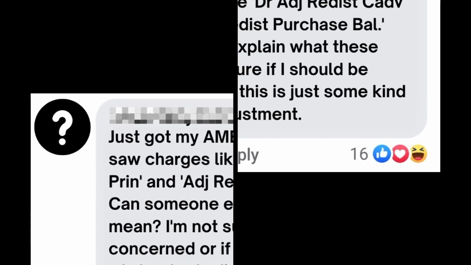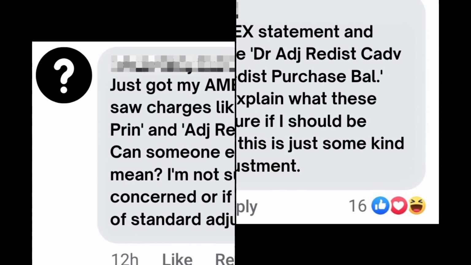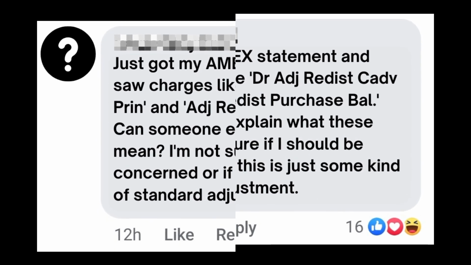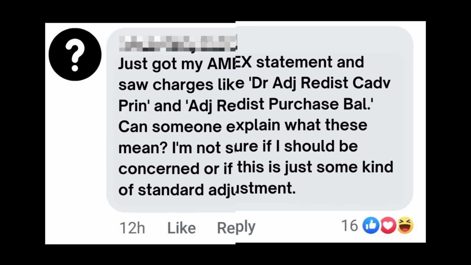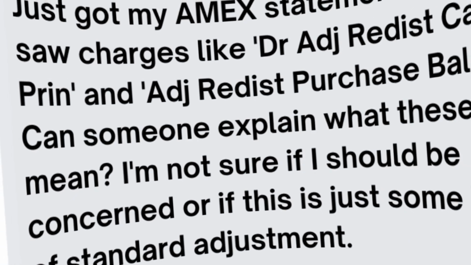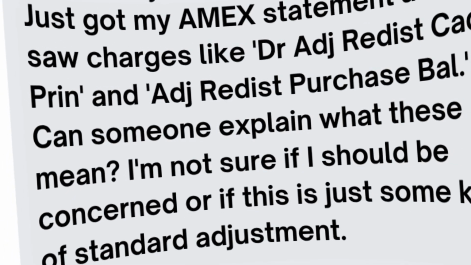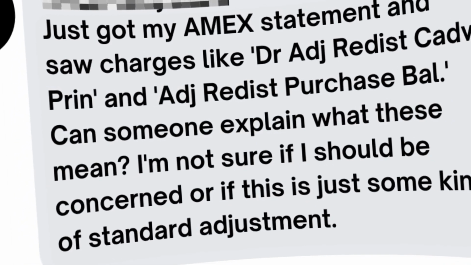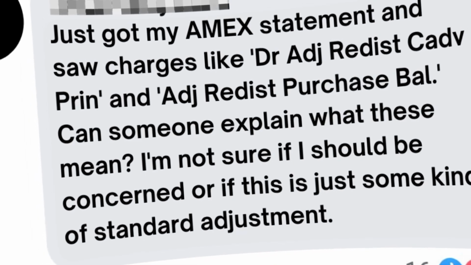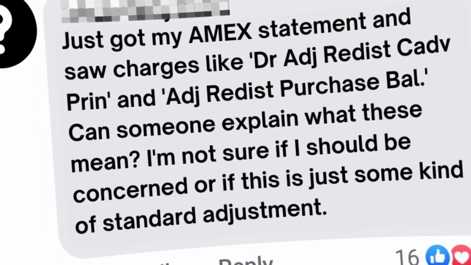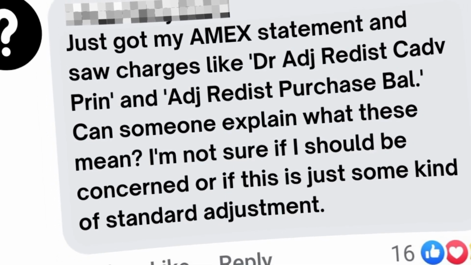Have you seen this charge of DR ADJ, like Redist Cadv Prin and Adj Redist purchase balance charge on your Amex credit card? Then today I'm going to be discussing this charge. Possibly you listen attentively and you're able to know exactly what the problem is, where this comes from, and I'm also going to be finalizing it with some best measures that you can take into consideration so that you can easily solve this error on your credit card.